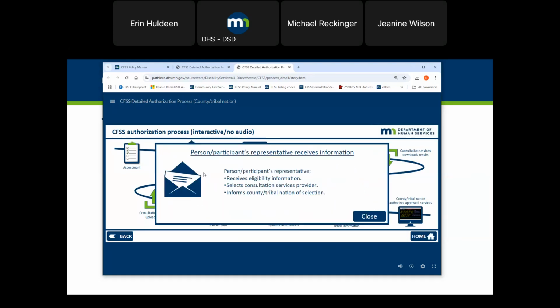Okay. The next step in the process is for the person or their representative to receive the information regarding their eligibility and how to select a consultation services provider, and then they're going to inform the county or tribal nation of their selection. So which consultation services provider did they choose? The person is going to be receiving that list from the lead agency. They can call or email or somehow contact the different consultation services providers and find one that best fits their needs or is available to meet with the individual.